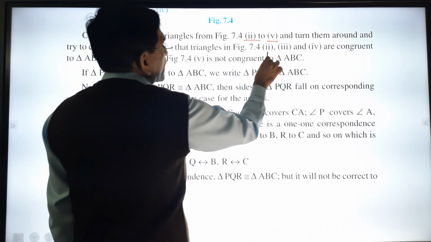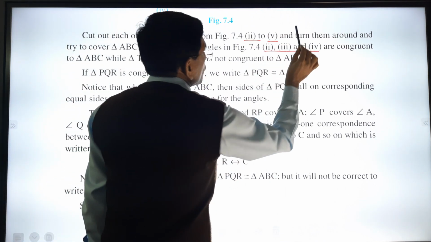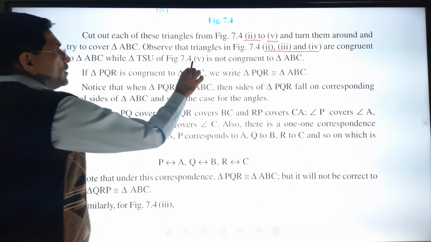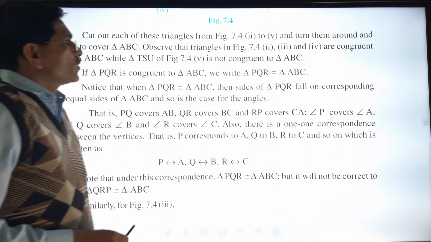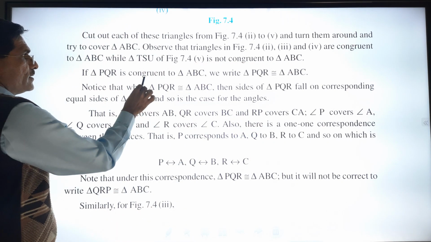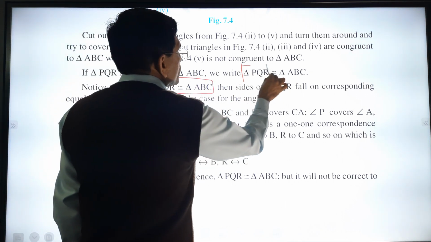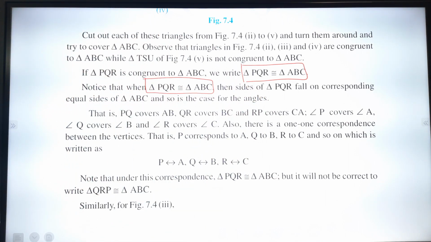Observe this. Second, third and fourth are congruent, while 5th is not congruent. That already we have discussed. So how we can write related with? This is the symbolic form. Symbolic form that you have to write. Which way we have to write?